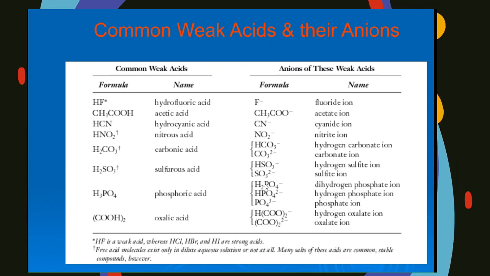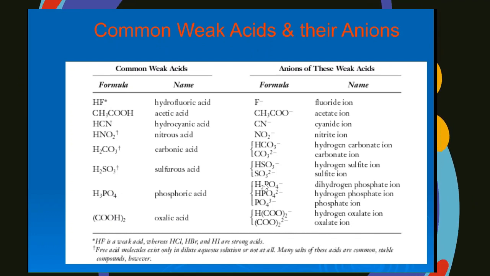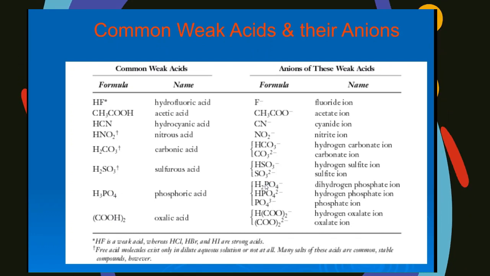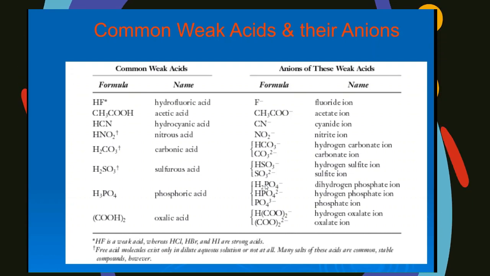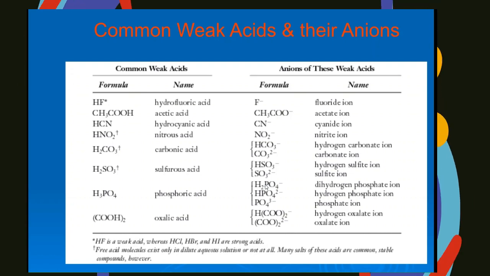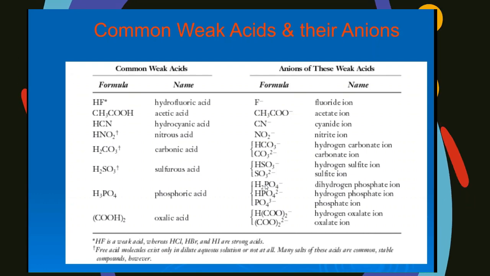From HCN we get the cyanide ion, CN minus. HNO2 gives NO2 minus, the nitrite ion. Then H2CO3, carbonic acid, gives HCO3 minus, the hydrogen carbonate ion, and CO3 minus 2, the carbonate ion. Then sulfurous acid, H2SO3, and sulfuric acid, H2SO4. You can pause it and read it.